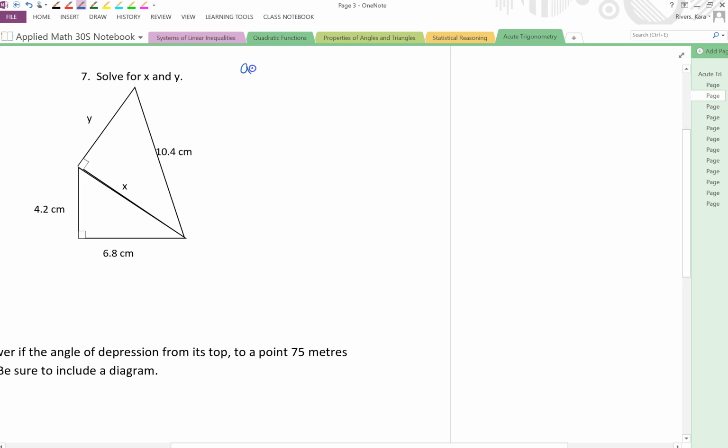So I'm going to write out my a squared plus b squared equals c squared. How do I know which side is which? Well, a and b are my two legs that make my 90-degree triangle. It doesn't matter which one you label a or b, but it does matter that x is labeled your c, because that's always your hypotenuse when you're dealing with Pythagoras. So here I've got 4.2 squared plus 6.8 squared is equal to x squared.